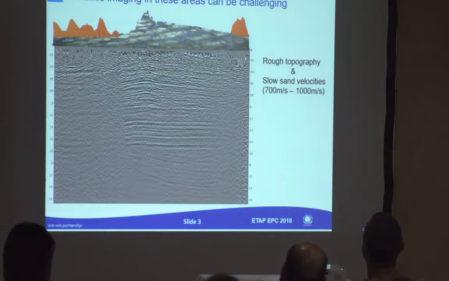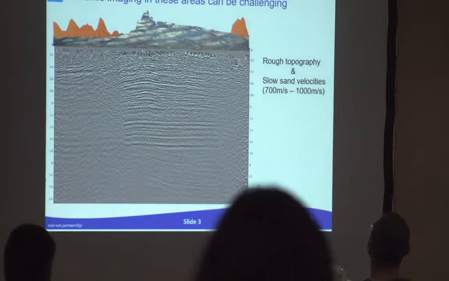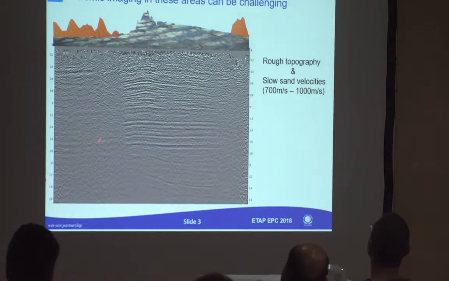At the top, you can see a very schematic near-surface geological cross-section. I have two layers: a layer of sand, a soft material with a rough topography, and a layer of hard rock. You can easily see that just below the sand dune, the seismic imaging is affected strongly, and you cannot see anything, whereas below the consolidated rock, you have a good imaging. This is well known, and this is due to the rough topography and the slow sand velocities.